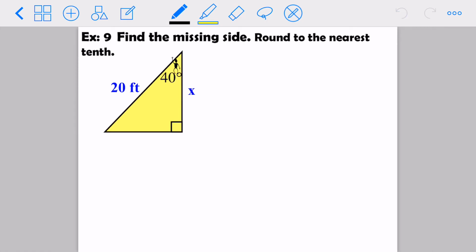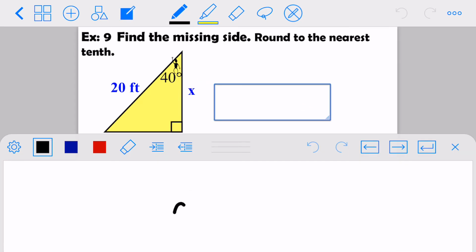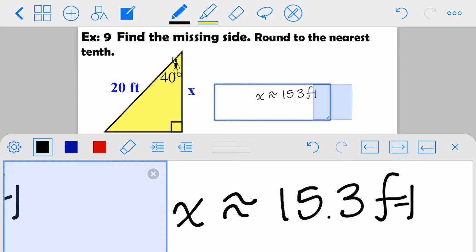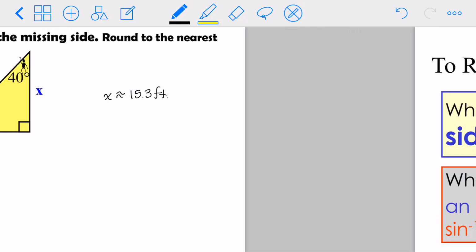This one, if you want to do this, this would be cosine. So you would have cosine of 40 equals x over 20. And then you end up getting, if you want to try this one on your own, I got x is approximately 15.3 feet. So you can try that one on your own if you want to.